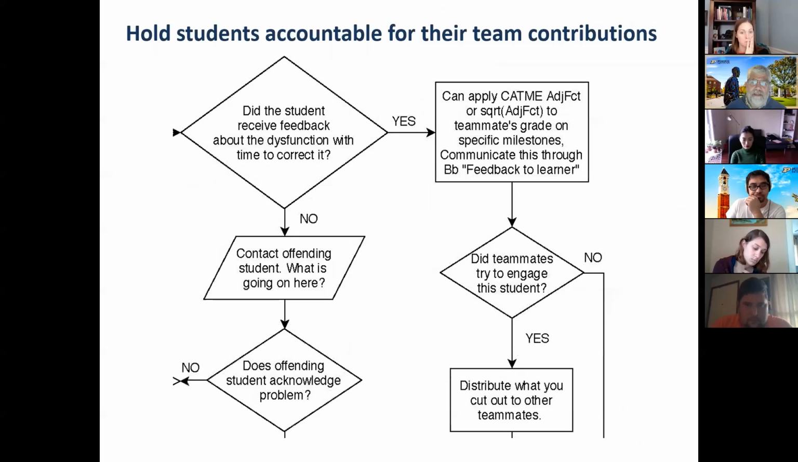And so that part of the process is highlighted here. Again, we wouldn't use the adjustment factor to make that adjustment. We would prefer, for example, if a student failed to participate in certain milestones, they would lose credit on those milestones, but not necessarily the others. And if they were generally lackluster throughout a project, we would try to estimate the percentage by which they were disengaged.